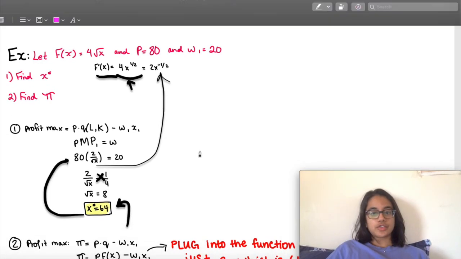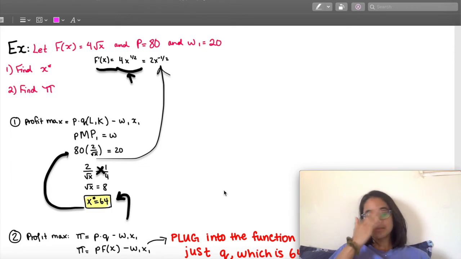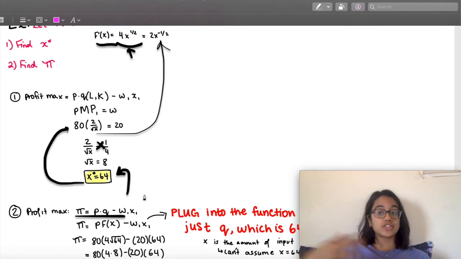So moving on to our next problem, the confusion comes here when we're trying to find out our profit. A lot of times what we do is, we know that our profit function is price times quantity minus our cost. Again, it's revenue minus cost. And what students like to do accidentally is they assume that our quantity is the 64. They assume that the Q is the X, and then they just have a totally different calculation, right?